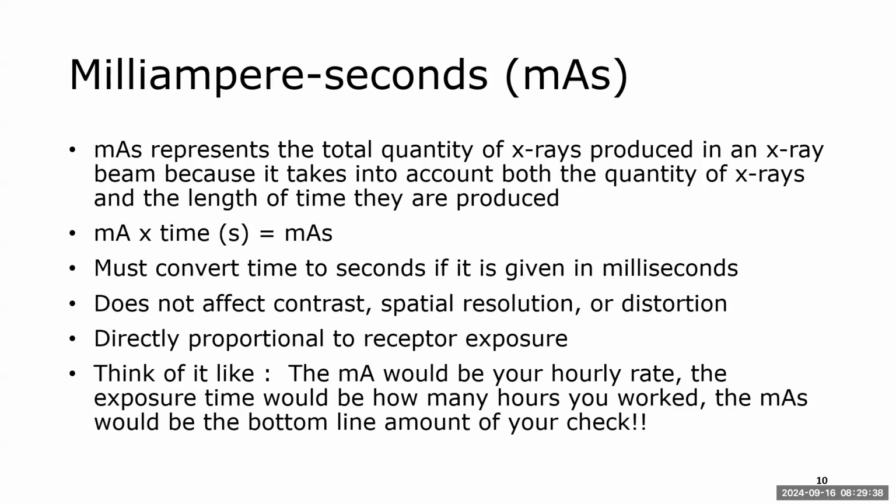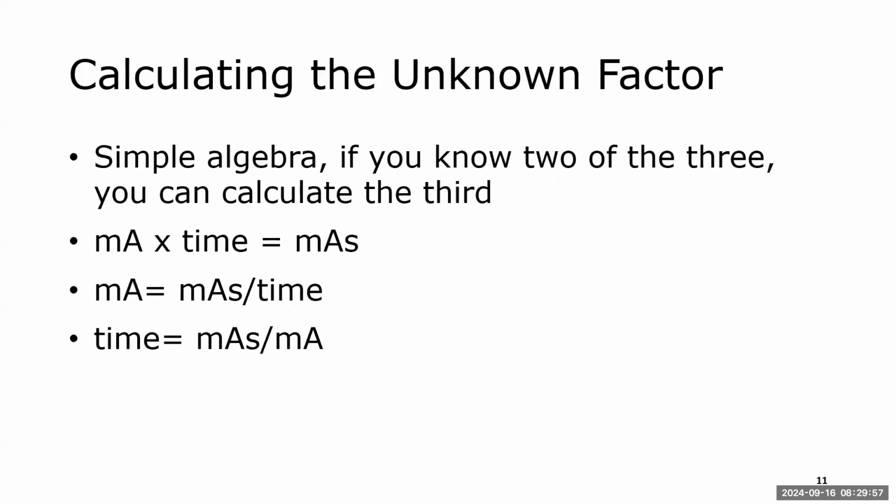We have to know what current is being applied. We have to know how long it is being applied to know the total number of photons that's going to be produced, which therefore will affect receptor exposure. Does that make sense? Okay. So it's just a simple algebraic equation. If you know two of the three, you can figure out what the third is.